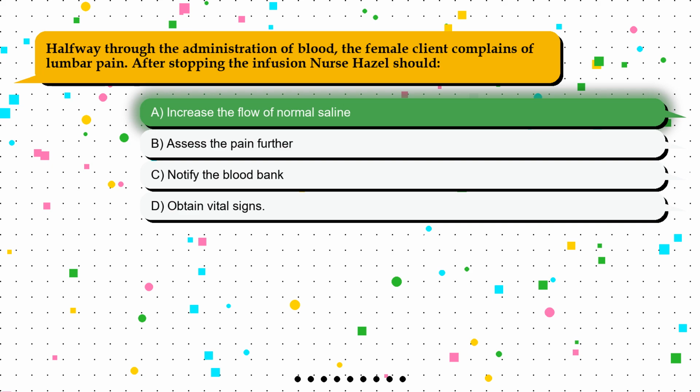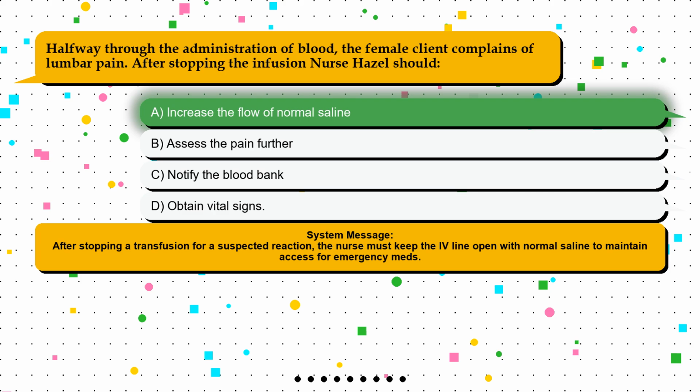The correct answer is option A. Increase the flow of normal saline. After stopping a transfusion for a suspected reaction, the nurse must keep the line open with normal saline to maintain access for emergency meds.